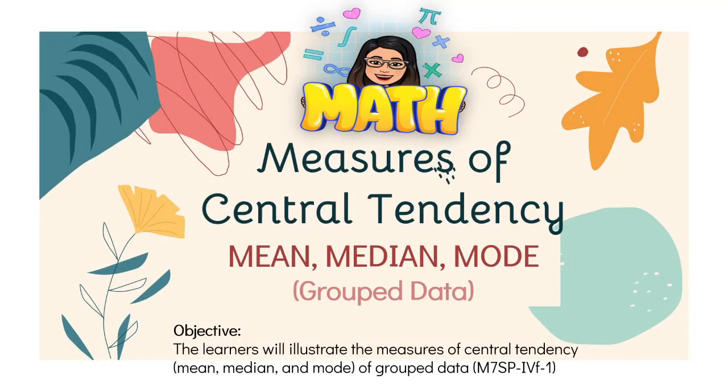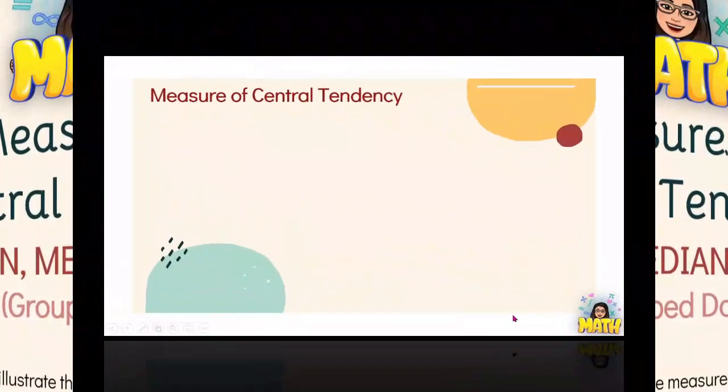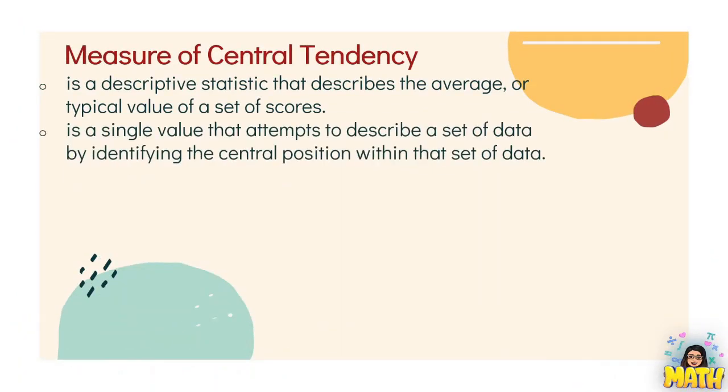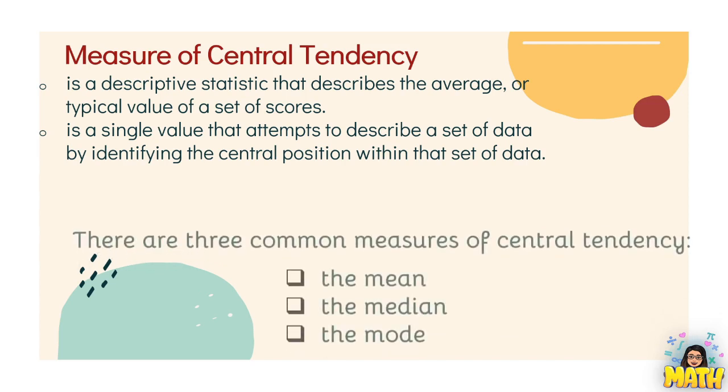For this video lesson, we are going to illustrate the measures of central tendency, the mean, median, and mode of grouped data. Recall that a measure of central tendency is a descriptive statistic wherein we simply compute a single value that will attempt to describe a set of data by identifying the central position within that set of data.